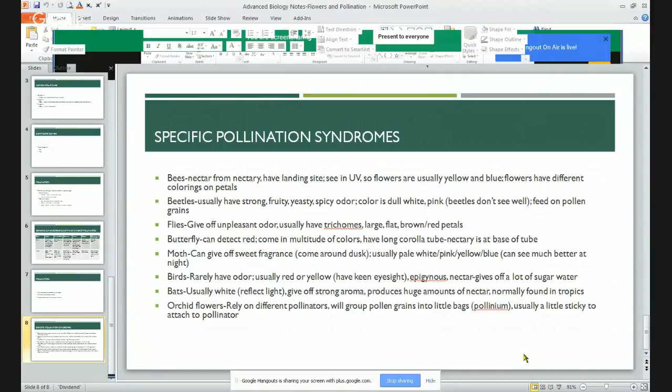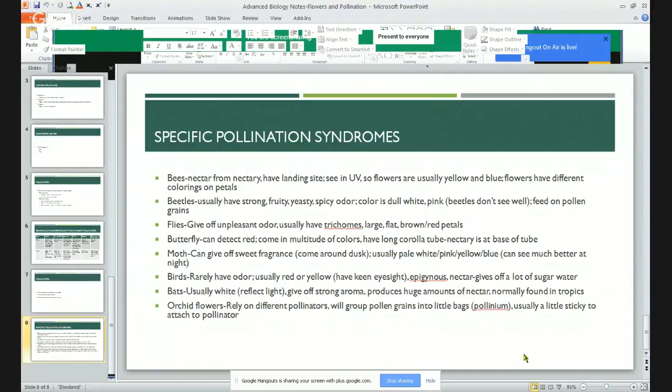For moths, they're attracted to sweet fragrances, so those flowers are going to have a sweet fragrance, and since moths come out at night, it's not uncommon for these flowers to give off a burst of the fragrance around dusk, since that's when the moths are waking up. They don't see super well, so they need to have lighter colored flowers that can be seen easily in the dark. So you're going to have whites and light pinks and pale colors like that.